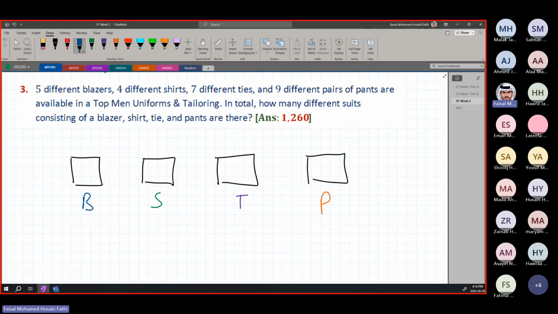How many blazers do I have? I have 5 different blazers I can choose from. How many different shirts do I have? I have 4 different shirts I can choose from. Nice. How many ties? 7 different ties. How many pants? I have 9 different pants.